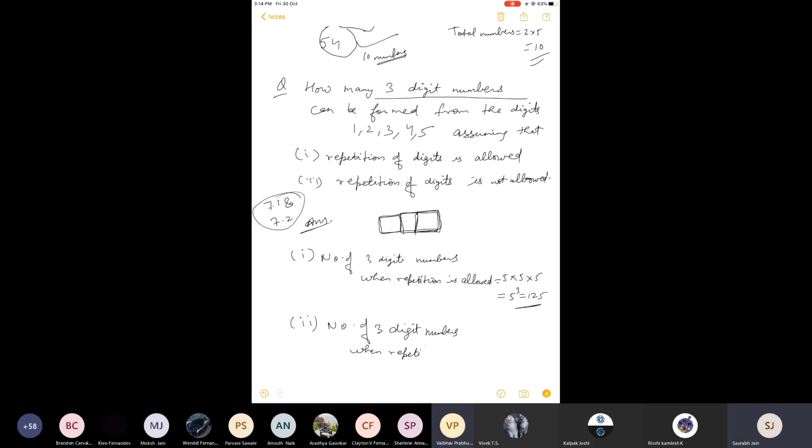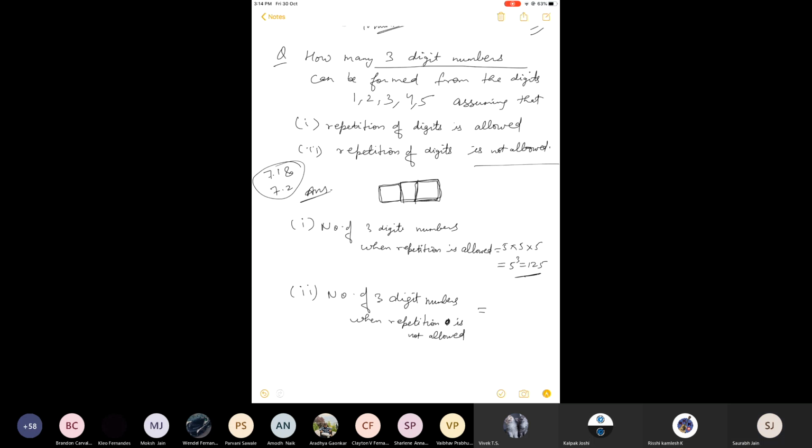Not the one who has given the answer of the first part. I want someone else to give the answer for the second part. 60, 60. Anyone else? I'm not saying it is right or wrong. I'm asking anyone else, what is your answer for the second part? Repetition is not allowed. Anyone else who can explain also? Explain the answer.